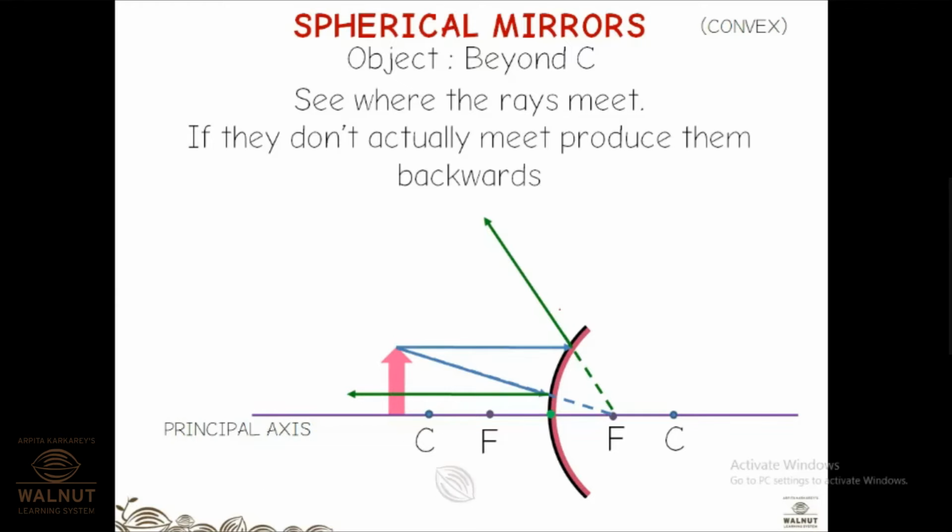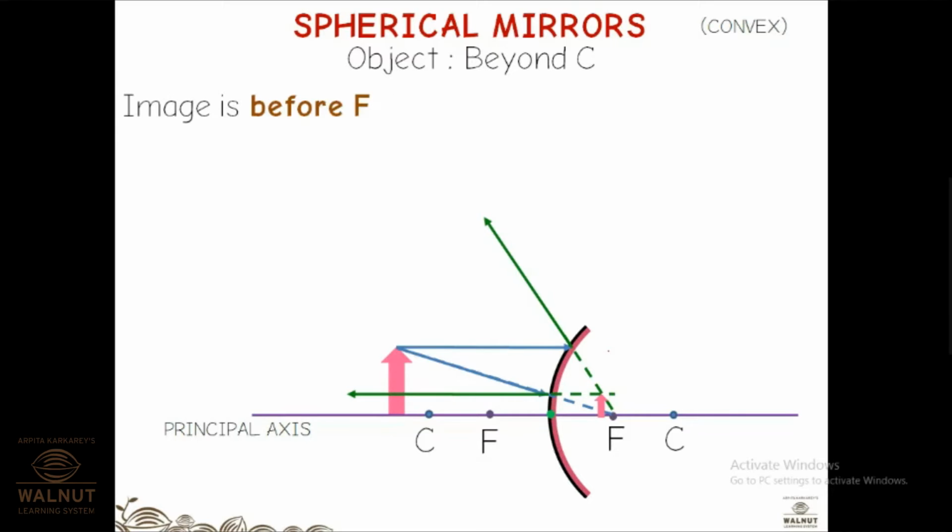Okay, now here as you can see, we will produce them backwards. So this green line is extended here. So where the image is forming? Here. Okay. So image is forming before F, before the focus. Here it is forming. Understood? Is this clear to everybody?